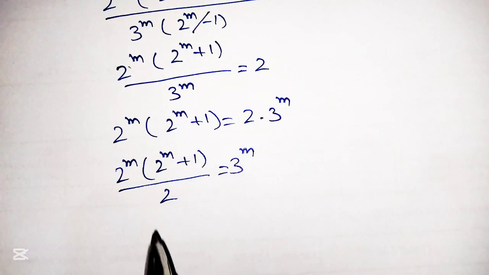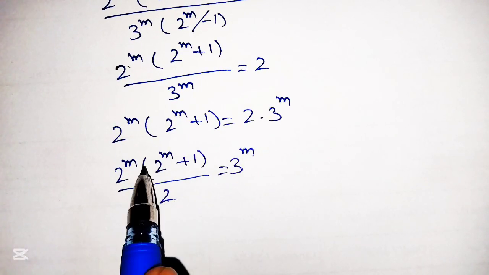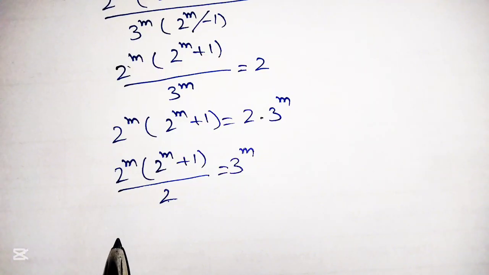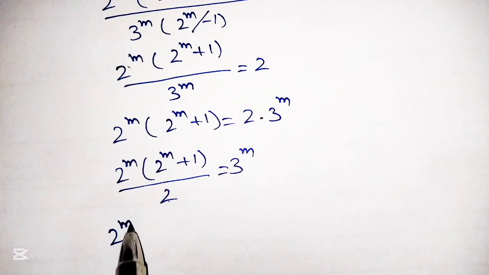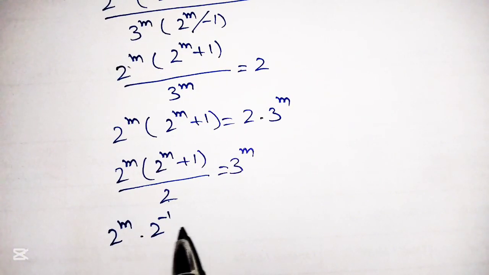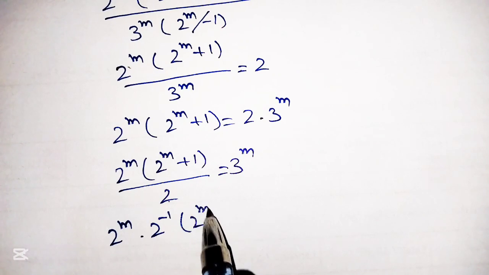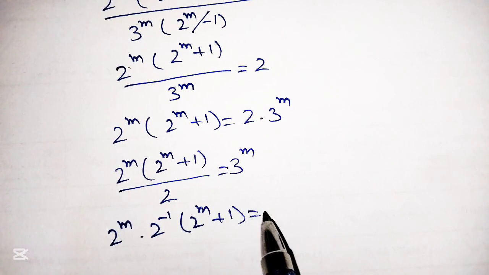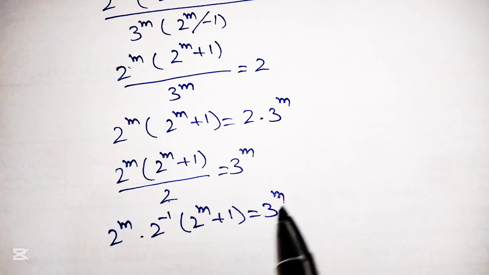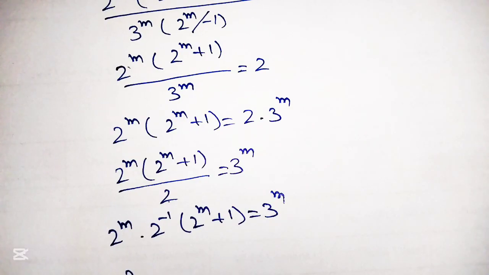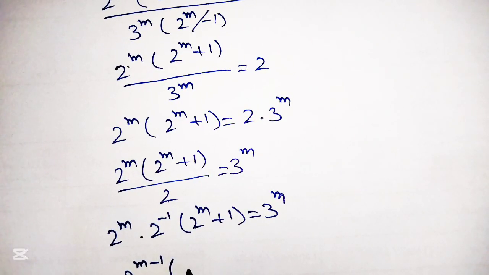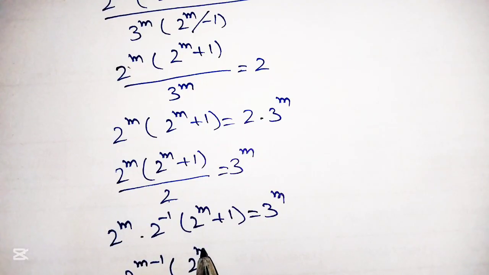And if we take this 2 into the numerator it will become 2^(−1), so 2^m times 2^(−1) times (2^m + 1) is equal to 3^m, and from this we will get 2^(m−1) times (2^m + 1) is equal to 3^m.